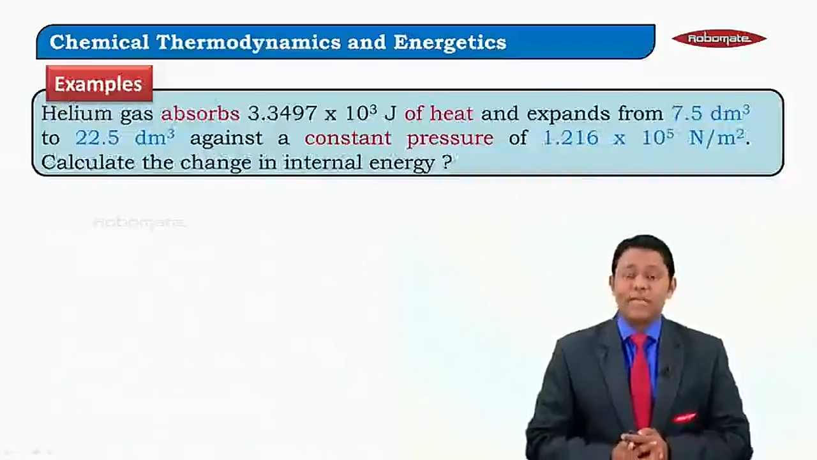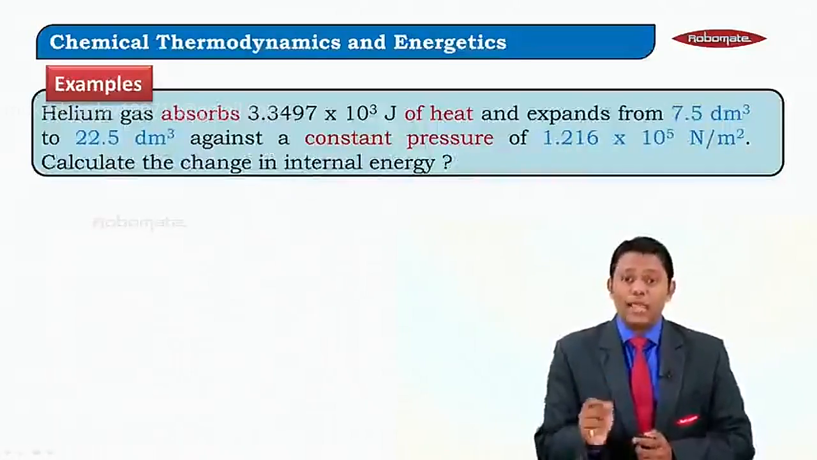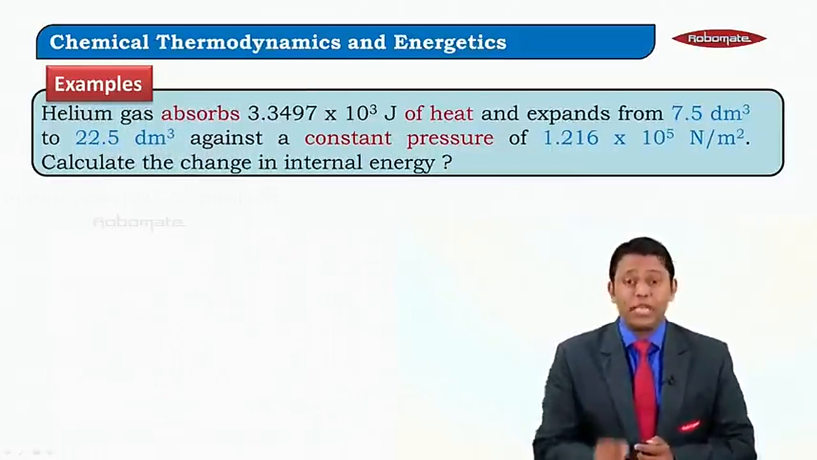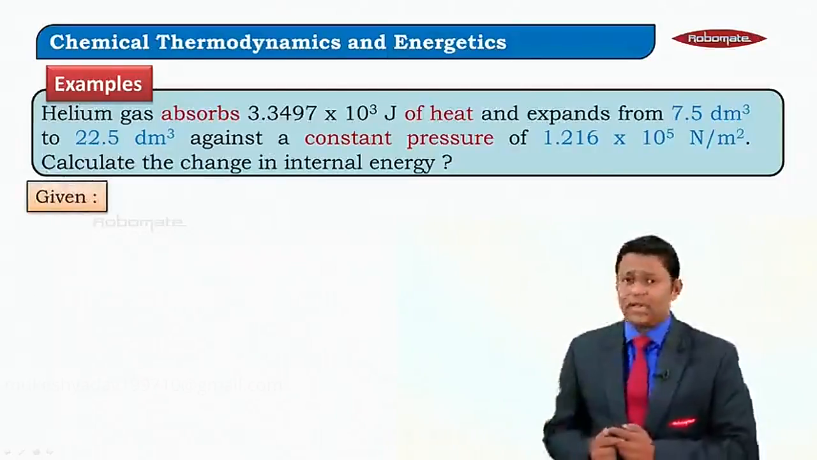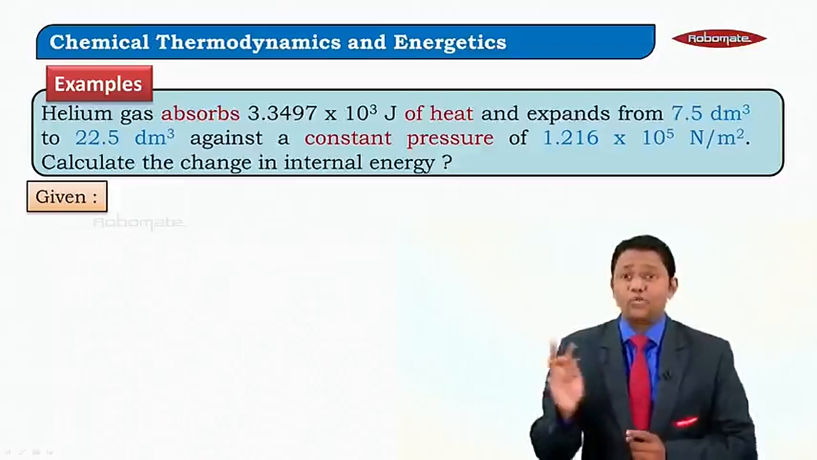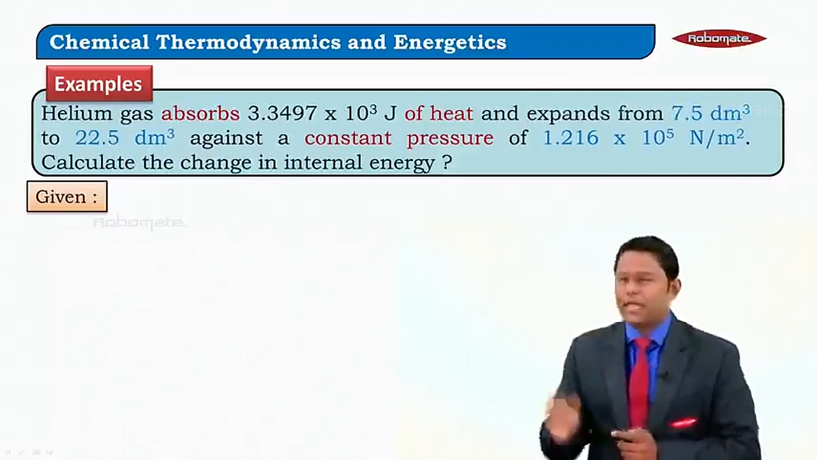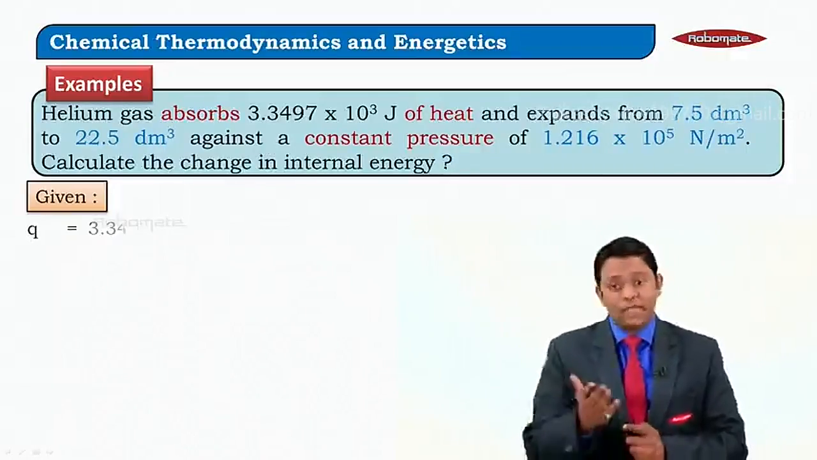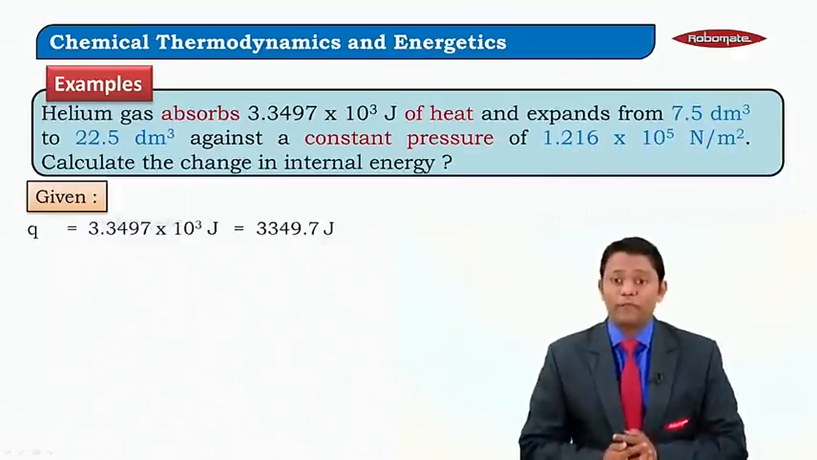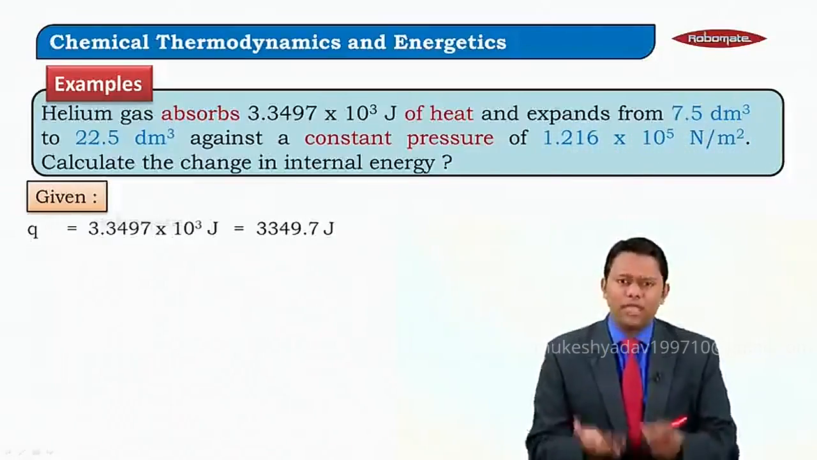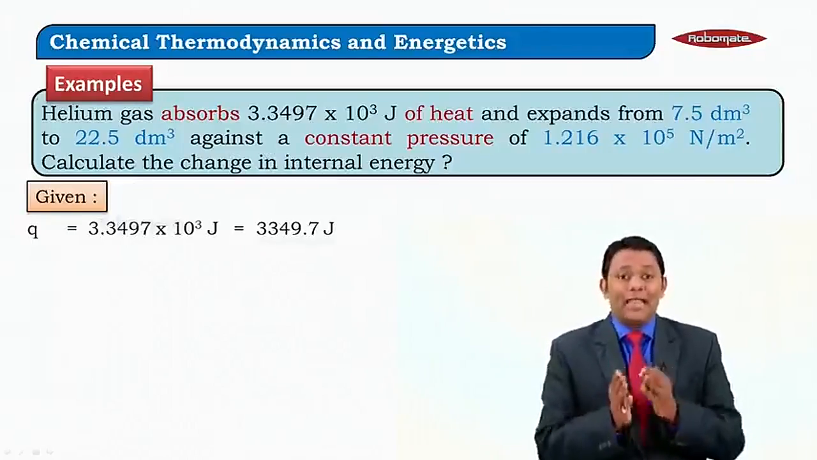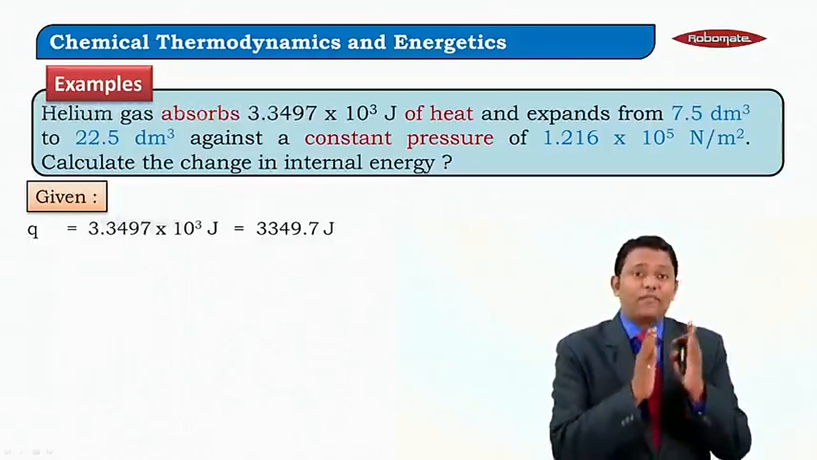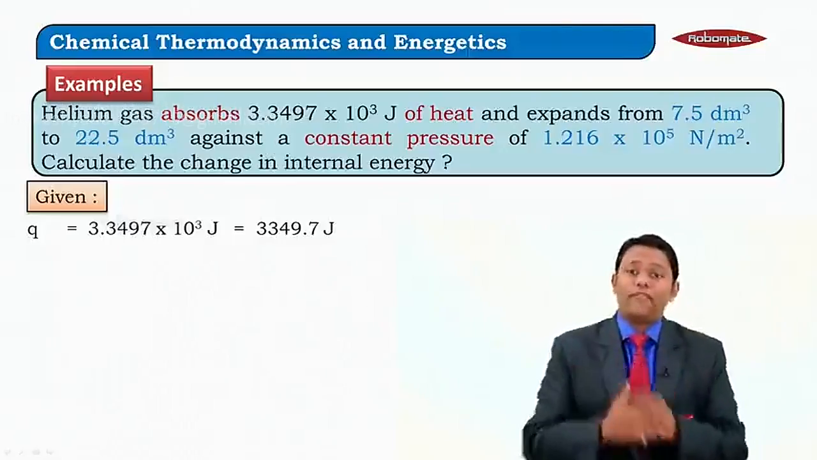Question says helium gas absorbs 3.3497 into 10 raised to 3 joules of heat. So if I simultaneously write the given data, the first thing which is given is absorbing that much amount of heat. Heat is represented by Q. If we put the value as 3.3497 into 10 raised to 3, which can be written as 3349.7 joules, and it expands from 7.5 dm cube to 22.5 dm cube.